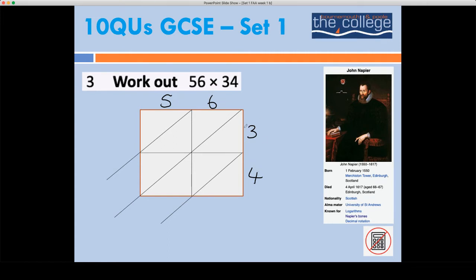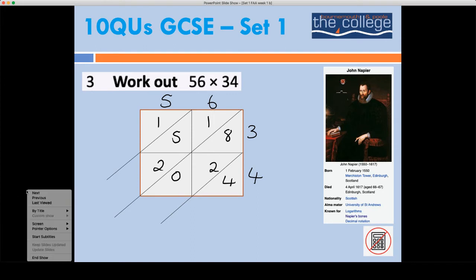So you've got 6 times 3 becomes 18. Okay, 6 times 4 is 24. 5 times 3 is 15. 5 times 4 is 20. Okay, just change my pen color to make it a bit clearer now what happens next.